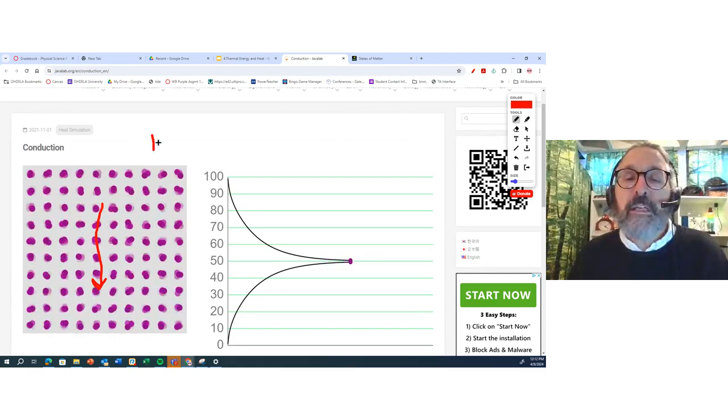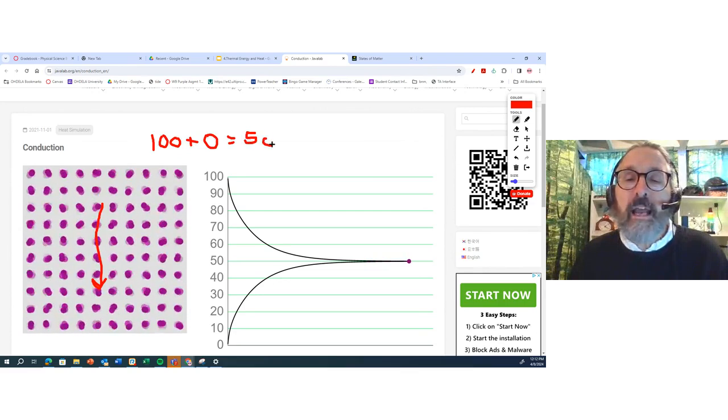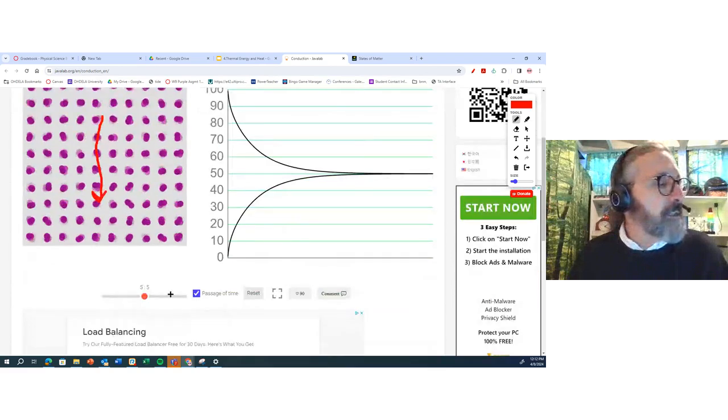So 100 degrees plus 0 degrees equals 50 degrees. How I do that is I add those up, 100 plus 0 is 100, and divide by 2, and that gives me 50. So again, if I do this, let me reset this.